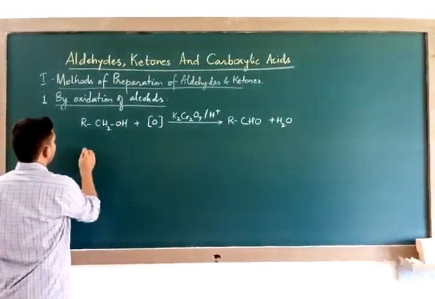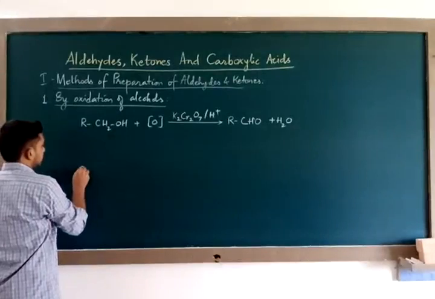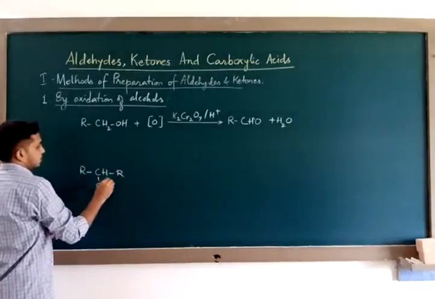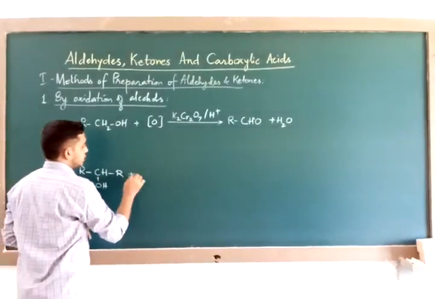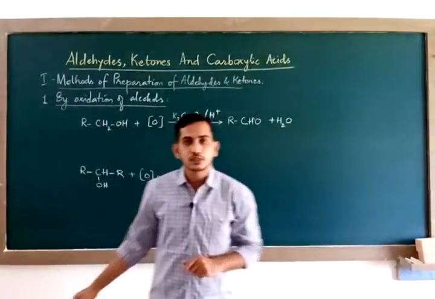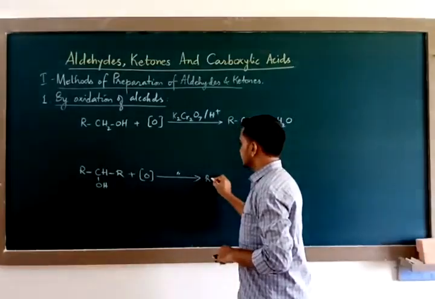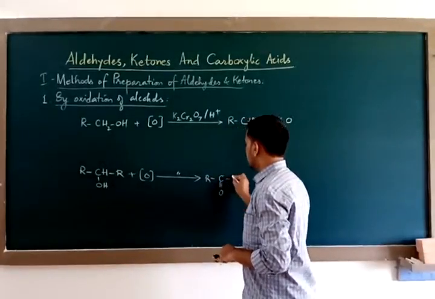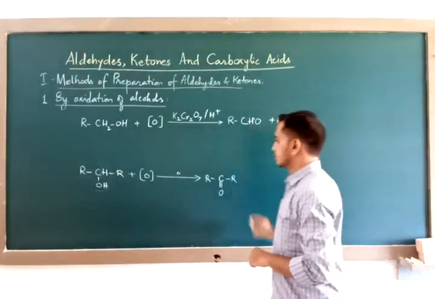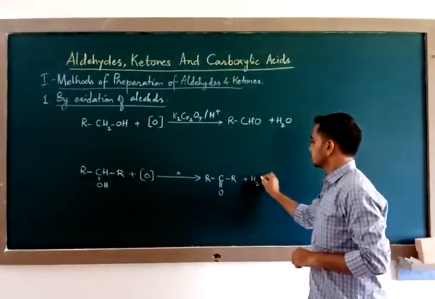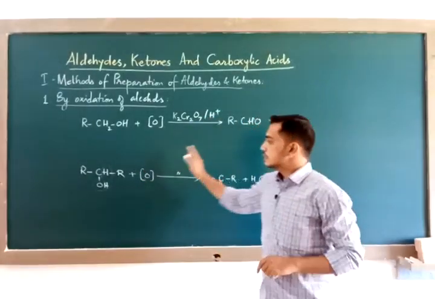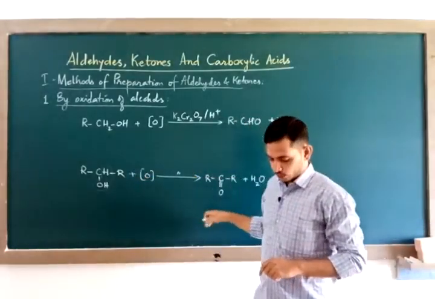Similarly, if you have a secondary alcohol, its oxidation using the same oxidizing agent, that is acidified potassium dichromate, will give you R, C, double bond O, R. How is this happening? You eliminate water from here, plus H2O. Primary alcohol's oxidation gives you aldehyde, secondary alcohol's oxidation gives you ketones.